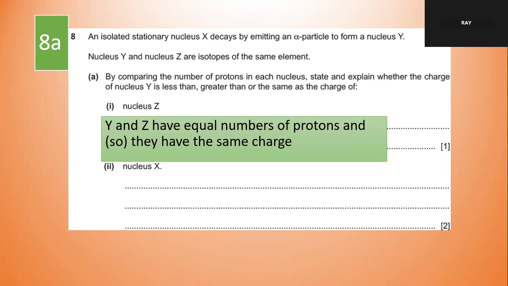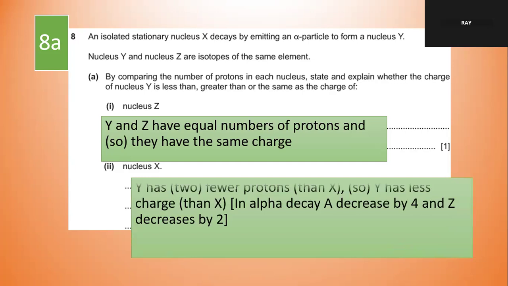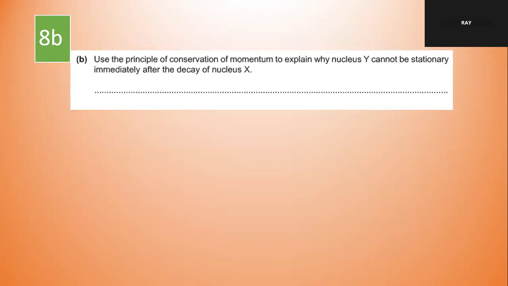You better ask me, I explain to you. Y has two fewer protons than X, right? Alpha decay. So it loses two electrons and two protons. So Y has less charge than X. In alpha decay, A decreases by 4, Z decreases by 2. Can see the reasoning? Yeah, okay.